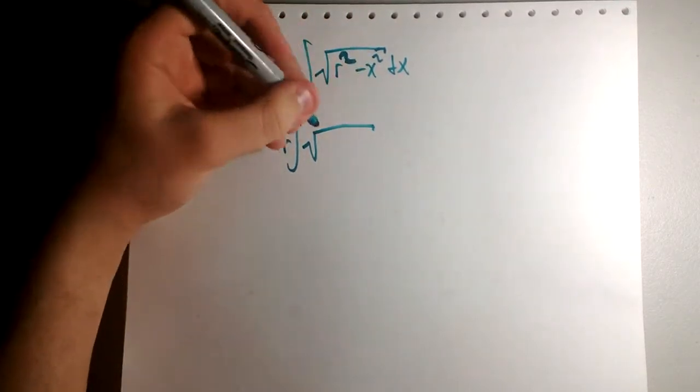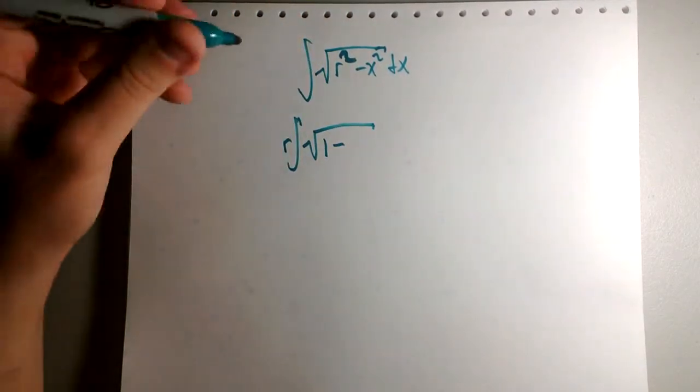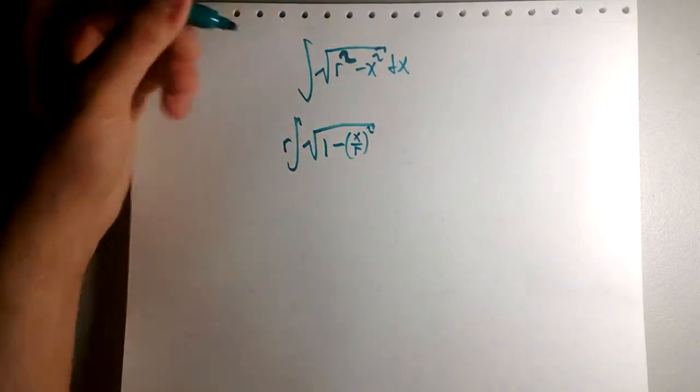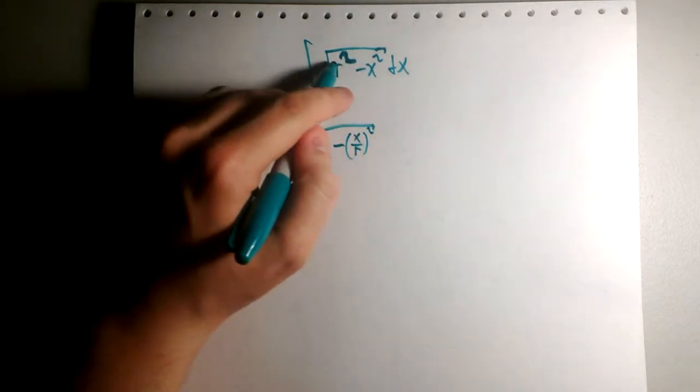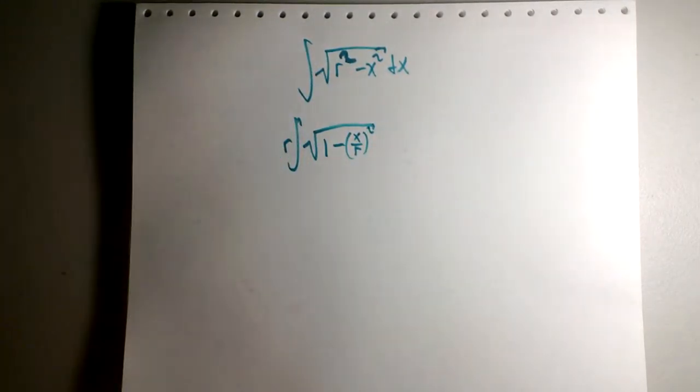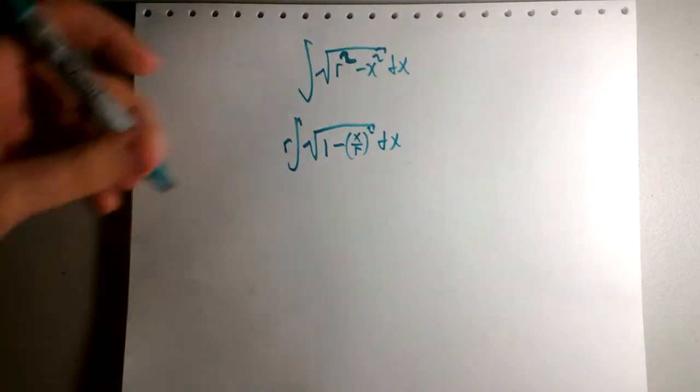Hey, that's nice. Because now we just have 1 minus x over r, and they're both squared. You didn't see what I did? I divided everything here by r squared, and if I'm going to divide the inside by r, I have to balance that out by putting an r on the outside.